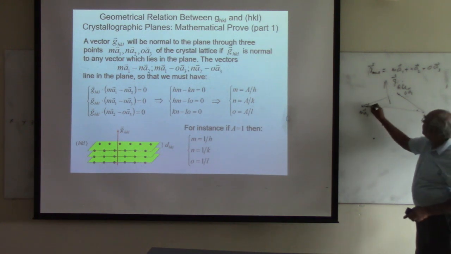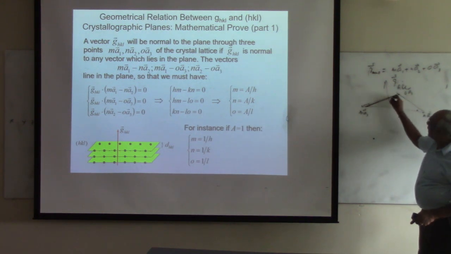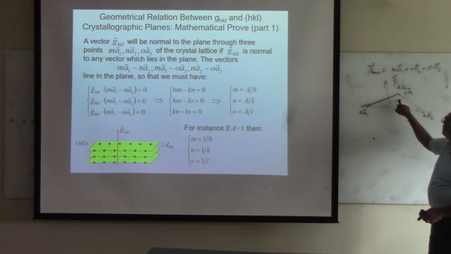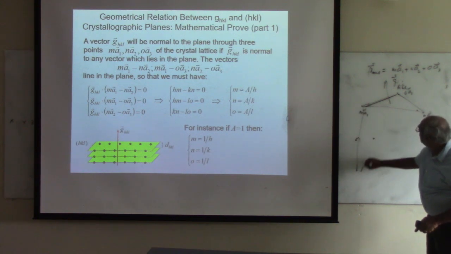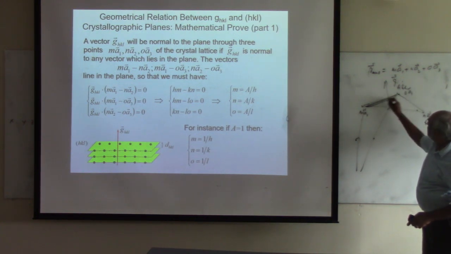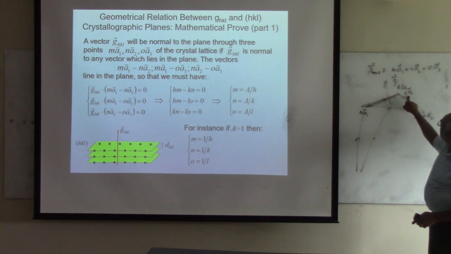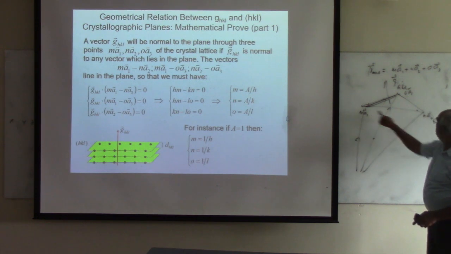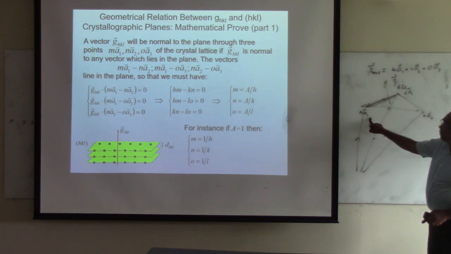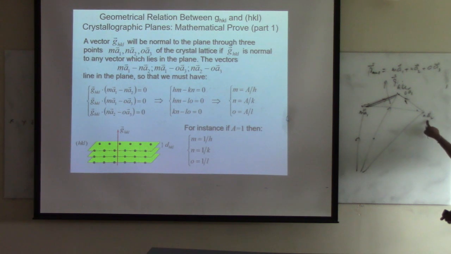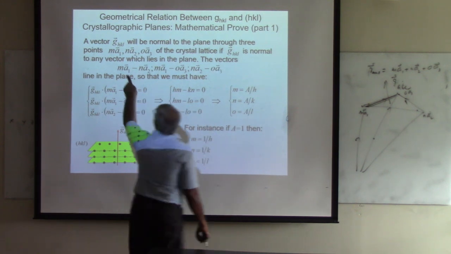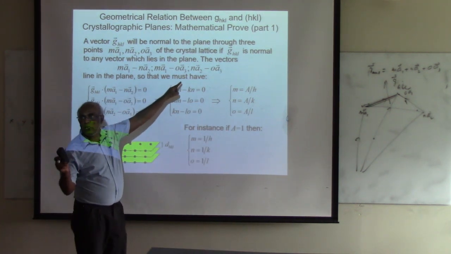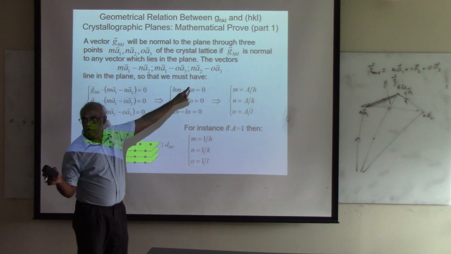That means I have some line here. What is that line? MA1 minus OA3, because this is measured from here to here. What is this vector? Basically OA3 minus NA2. In the same way I can write this vector as NA2 minus MA1. So can you see this? These 3 vectors are lines on that plane, right?